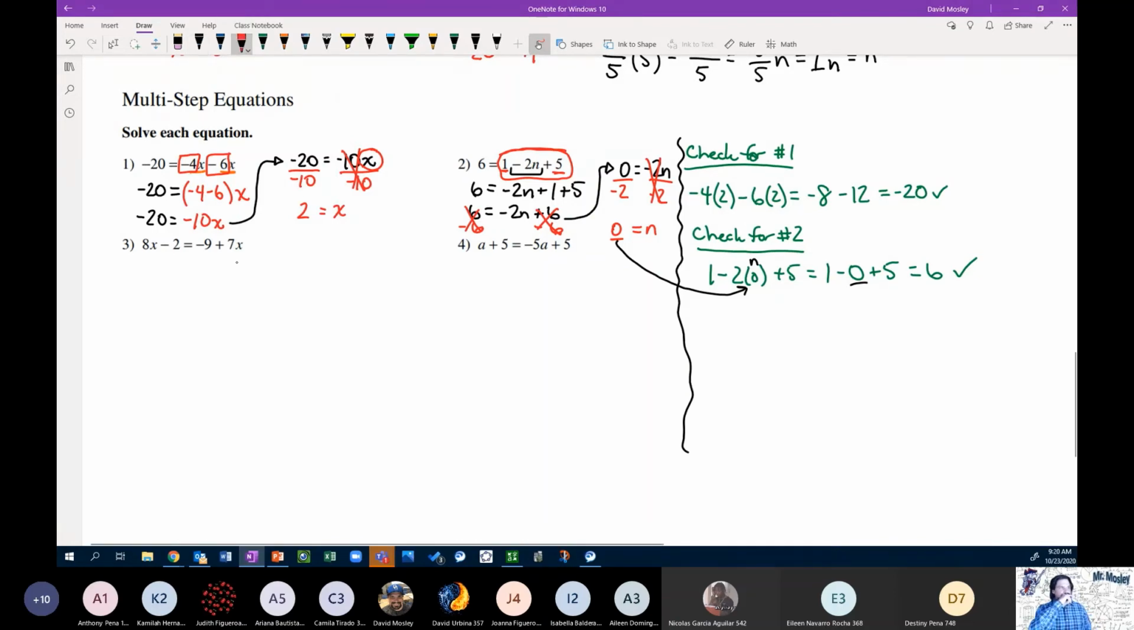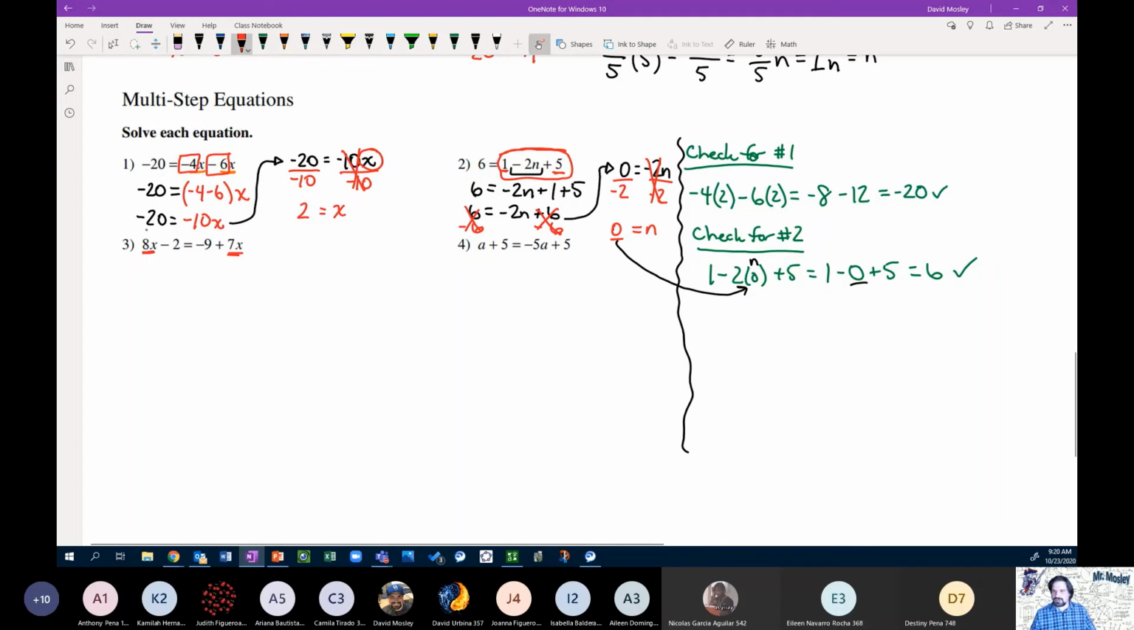All right. So here, number 3 gets a little more interesting. I now have a variable on both sides of the equation. I have 8x over here, and I have 7x over here. Now, I need these on the same side. I need x, my variable, on one side of the equal sign, and numbers on the other side. I can't have the variable on both sides, or else I won't be solving it. I've got to move stuff around.